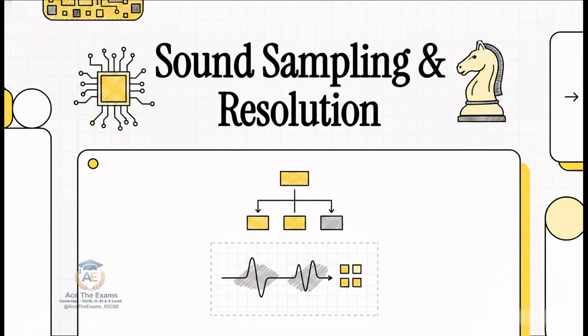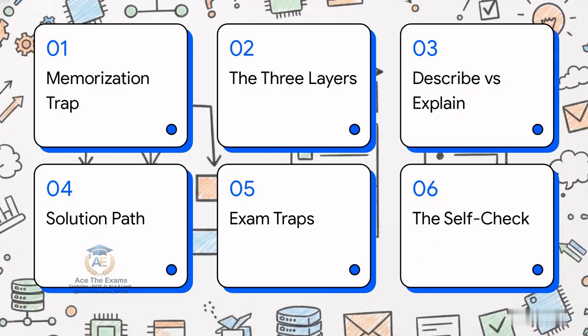Our goal today is to ensure you are neither Alex nor Sam. By the end of this explainer, you will be the strategist. Okay, let's dive into this. Here is the precise roadmap we are going to use to tackle your computer science exams like a perfectly logical puzzle. We'll start by disarming the memorization trap.